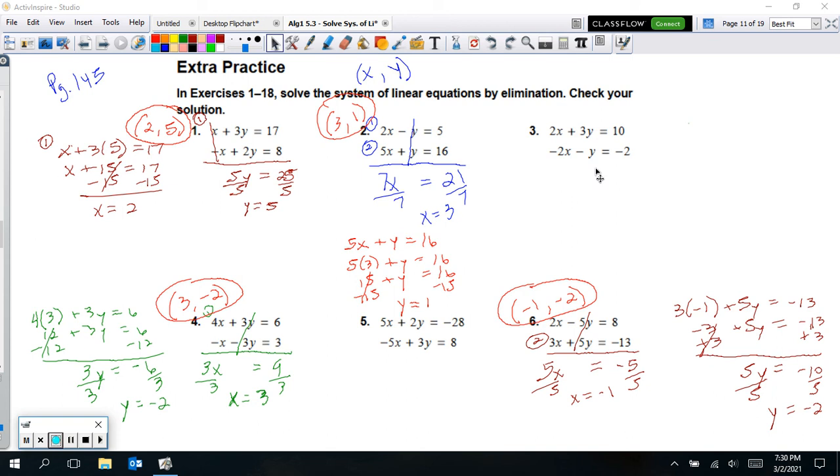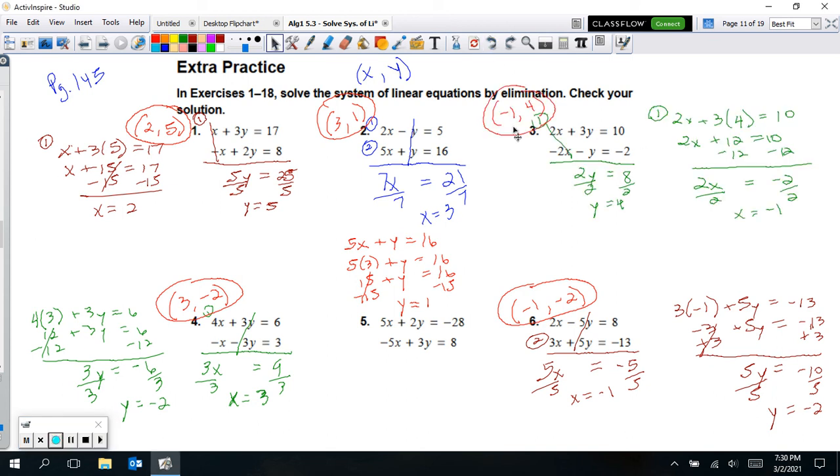Number 3. This one, the answer should be -1, 4. X is -1, y is 4. You'd find the y first, and then you plug y back in. I chose to plug it into the top one, but you could plug it in either one. It doesn't matter, and you should get the same answer for x, -1.